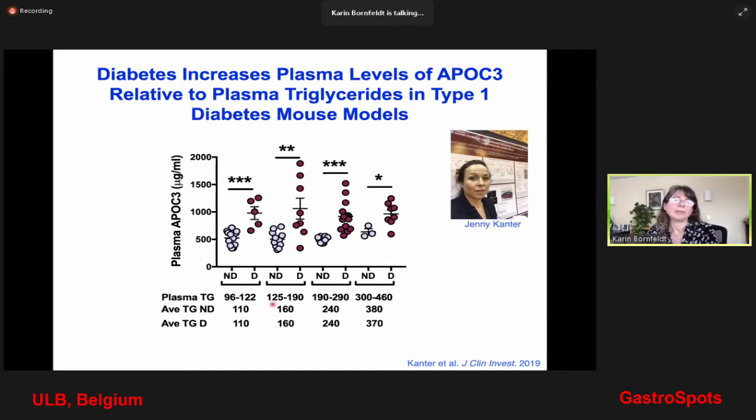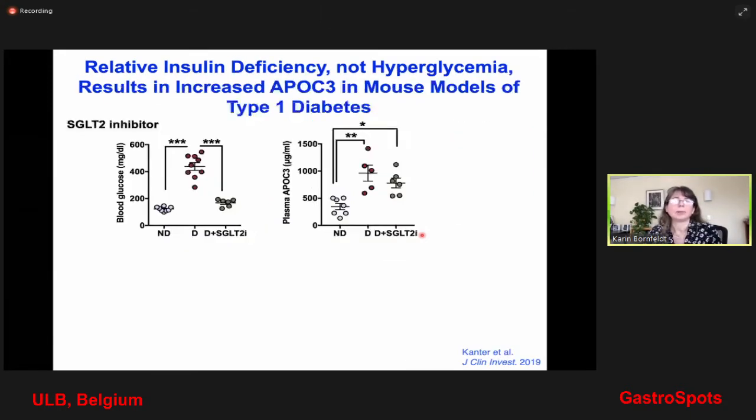Because these animals have a wide range of plasma triglycerides, what we did here was to divide the animals up into groups where the triglyceride levels were similar in the non-diabetic and in the diabetic animals within each bracket. And looking at these different brackets of triglyceride levels, when we measured plasma ApoC3 levels, the diabetic animals were always higher than the non-diabetic animals over this wide range of triglyceride levels. So why is that? Why is ApoC3 increased in diabetes in this model?